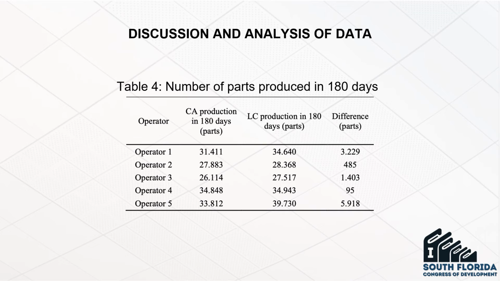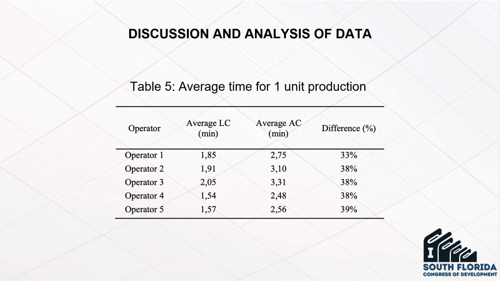In a 108-day production, the difference in calculations also shows that the operators with the greatest potential for learning gain are the ones that show the greatest difference between the unit produced. This disparity between the calculations is also shown in the average time for production of 1 unit of the batch.